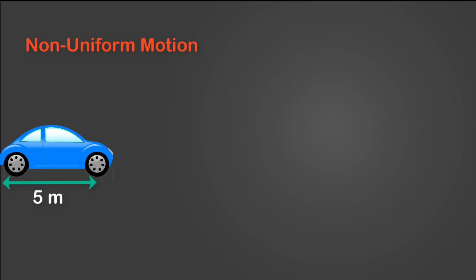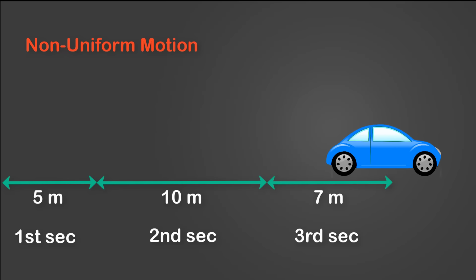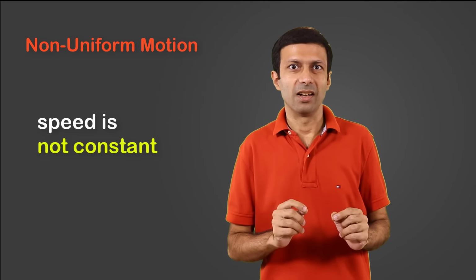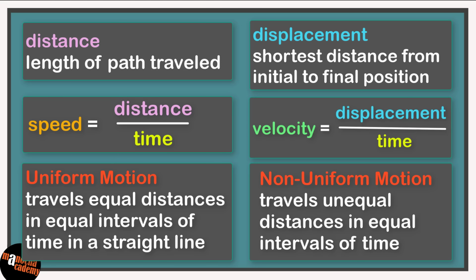Let's take an example. Let's say a car is traveling 5 meters in the first second, and 10 meters in the second second, and 7 meters in the third second. So can you see that the distances traveled every second are unequal here? So the speed is changing. And in non-uniform motion, the speed is not constant. Let's place uniform motion and non-uniform motion on our concept board. Now that we are done with the concepts, are you ready to solve the top 3 questions on this topic? Coming up for you right now.